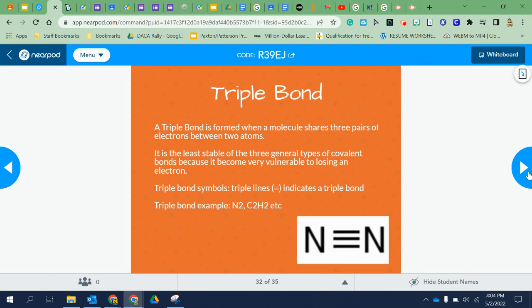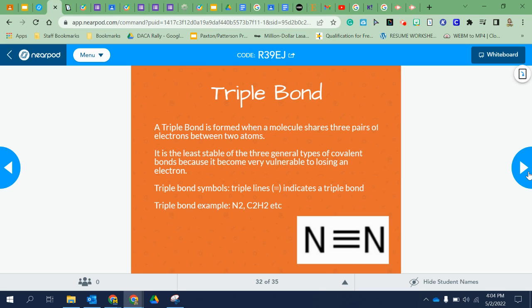And then you have the triple bond. This is just formed when a molecule shares three pairs of electrons between the two atoms, right? So it's the least stable of the three kinds of bonds we're talking about, because it becomes very vulnerable to losing an electron. So again, the main takeaway from this is remember, the triple line symbol indicates a triple bond, and each line represents a pair of electrons.